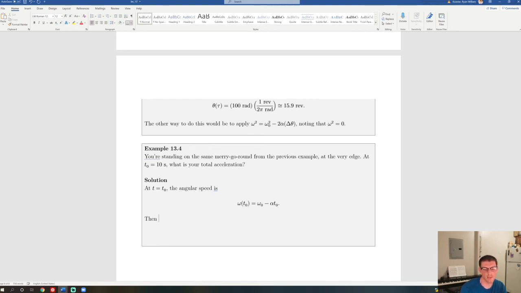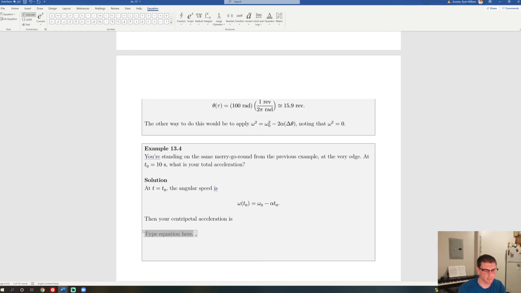Well, let me do it this way. I have it backwards in my notes. That's why I'm confusing myself. So I want to say then your centripetal acceleration is, and so we just use that formula that we derived earlier, where it was r times omega squared, right? And if you're at the very edge, I should have said you're standing on the very edge.